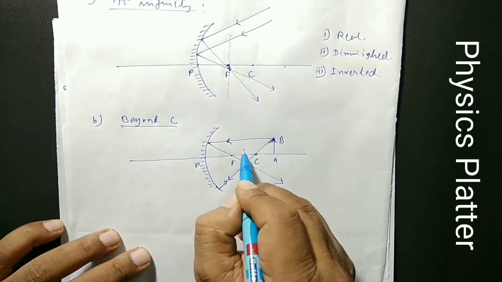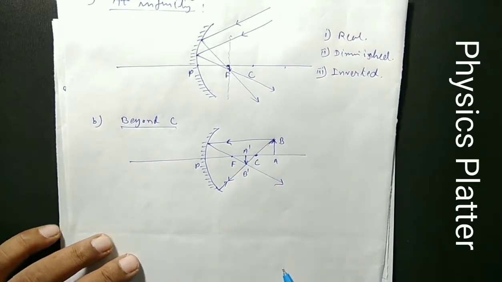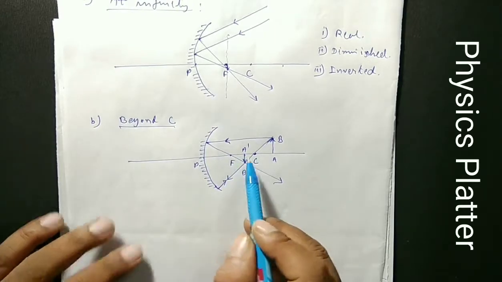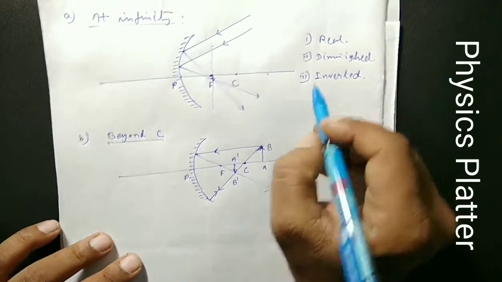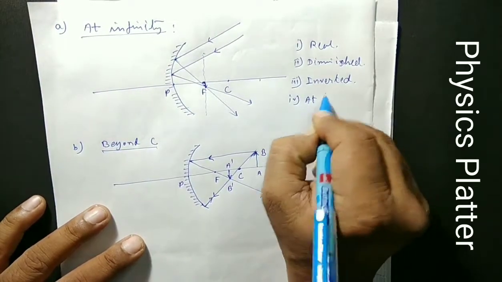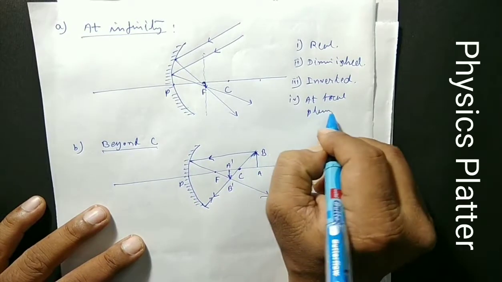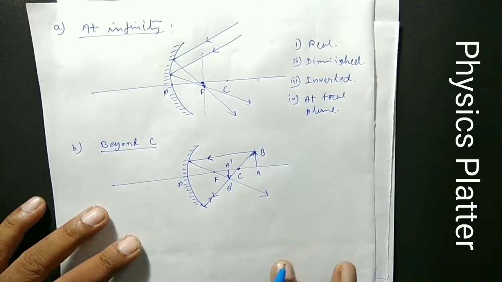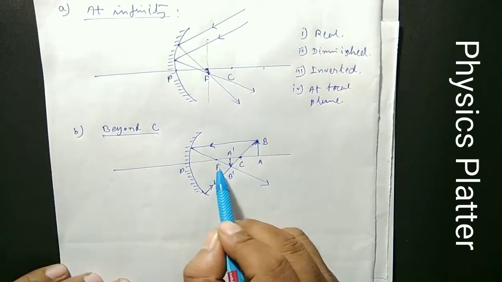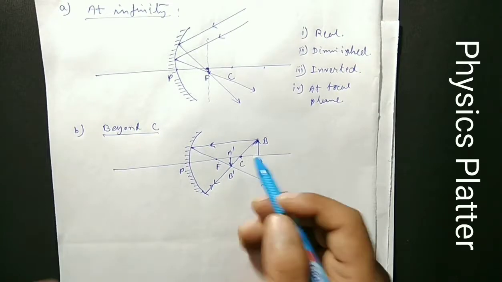So this is the point where the two rays meet in reality. So here my A prime is here and B prime is the head. So A prime, B prime is the image. So image is formed here, I should write that image is formed at focal plane. This is another property, of course. Here image is formed between F and C, means focal point and the center of curvature.